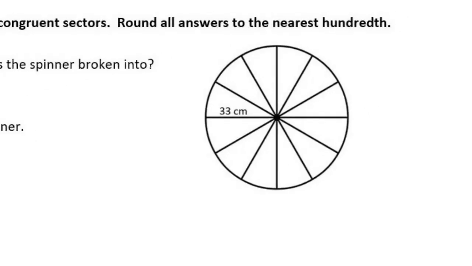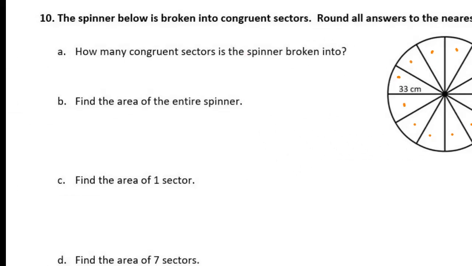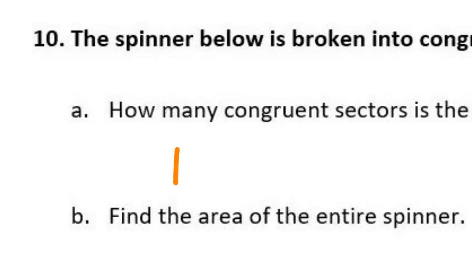So we've got 1, 2, 3, 4, 5, 6, 7, 8, 9, 10, 11, 12. We have 12 congruent sectors.